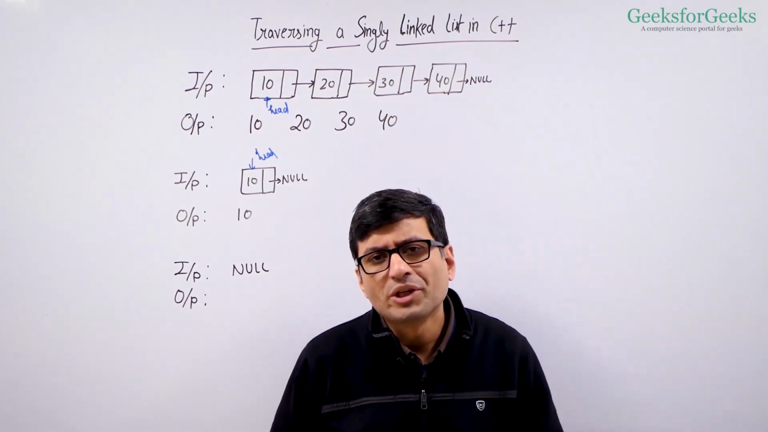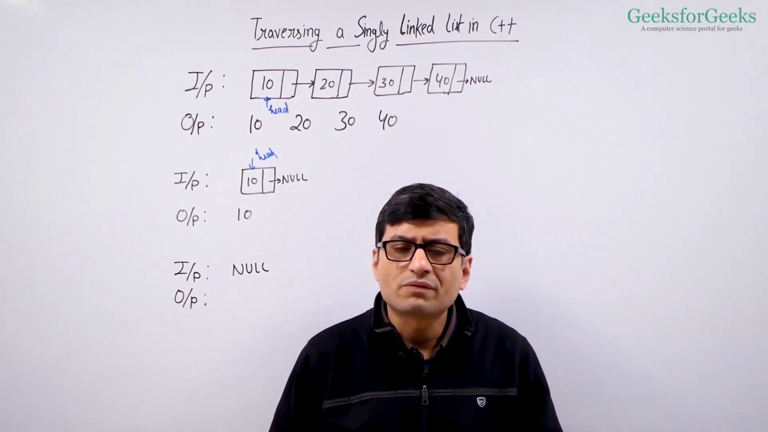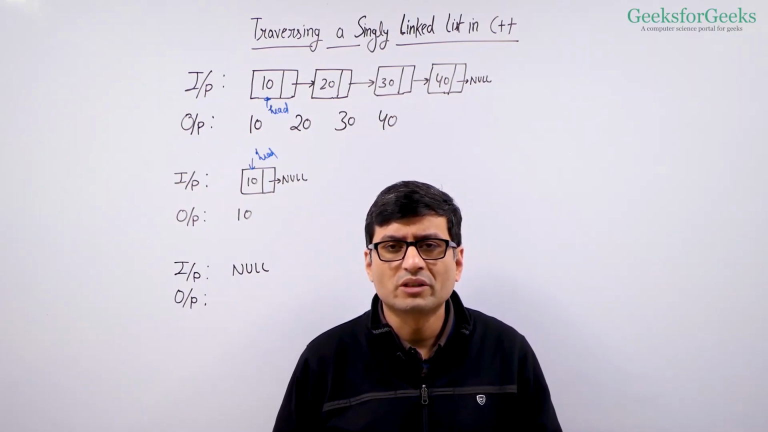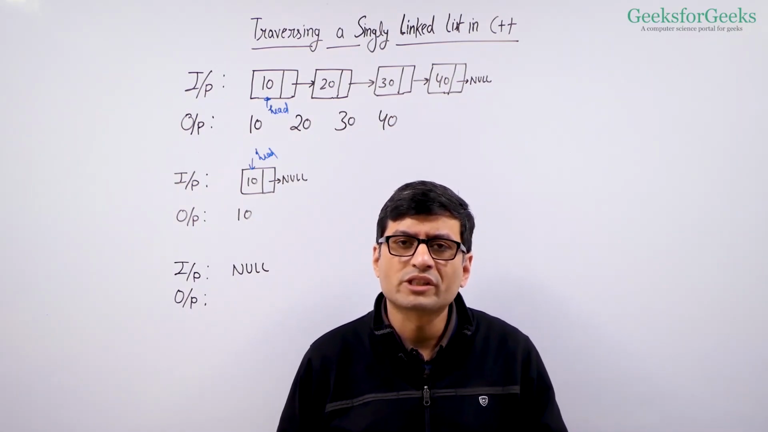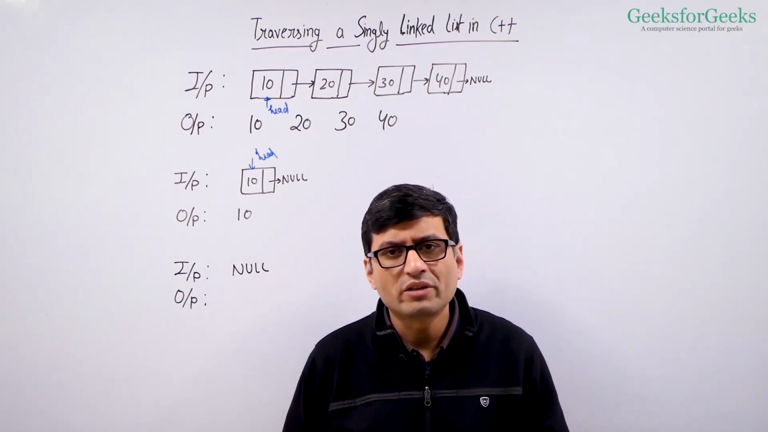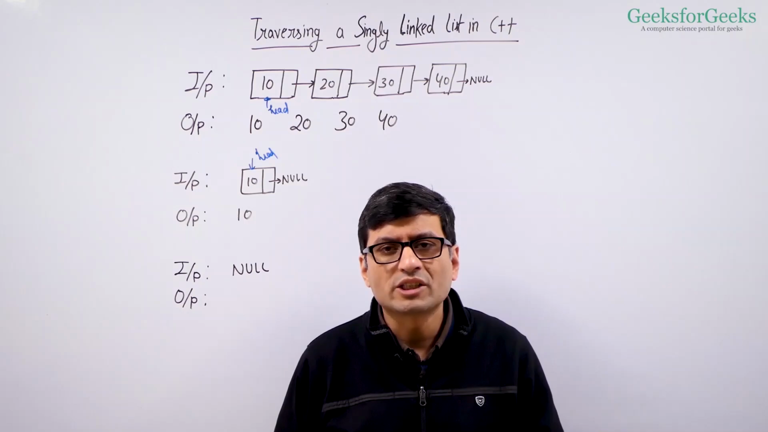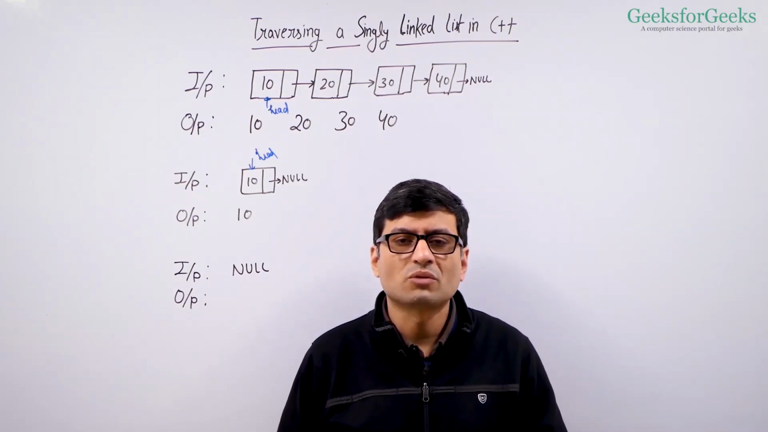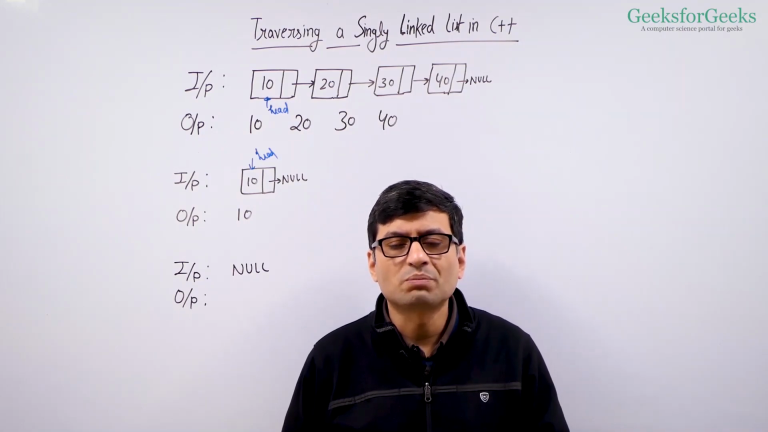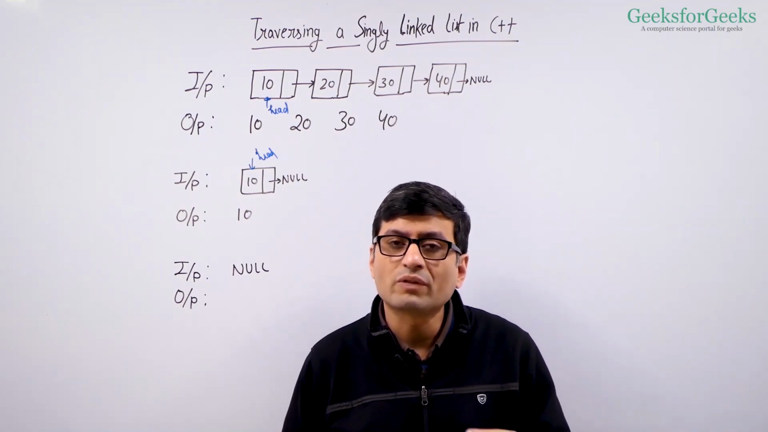Now please pause this video and try to write a function that takes the head of the linked list as an argument. So we will be passing Node star head to this function. The return type of this function is going to be void. This function needs to traverse all the nodes one by one, starting from the head node, and it needs to print the content of every node.